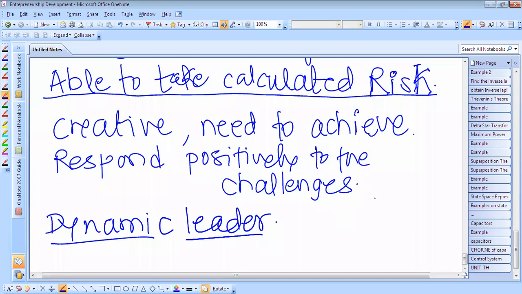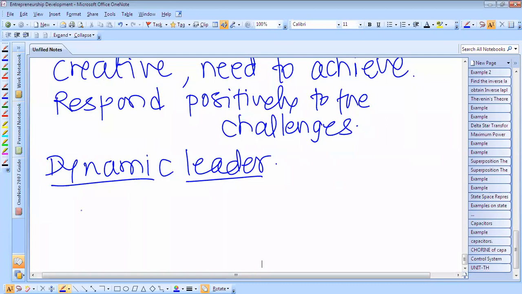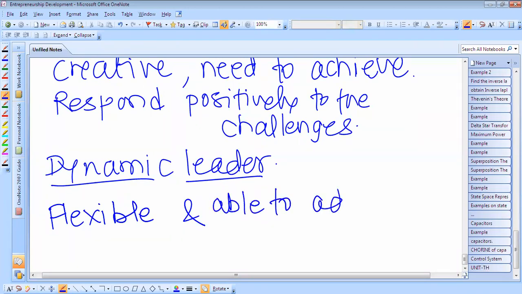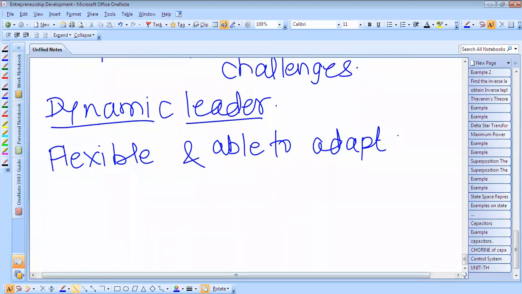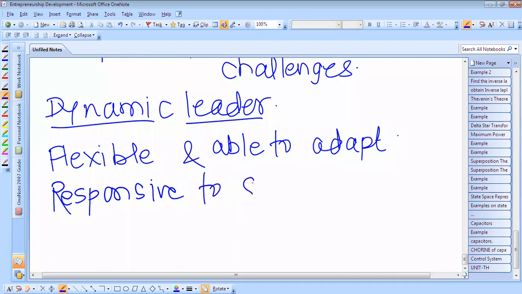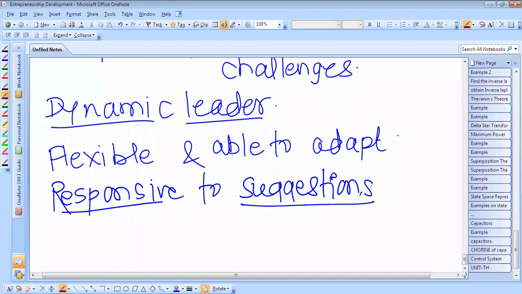Another characteristic is being flexible and able to adapt. He is never rigid. He is ready to adapt to everything. Responsive to suggestions: whatever suggestions he gets from his customers. Entrepreneurs always get feedback from their customers, and whatever suggestion they get, they always respond to it. Whether the service he is giving is good or not, whether there is any problem in the service, he always takes the feedback from the customers, responds to it, and makes changes in his product and service.